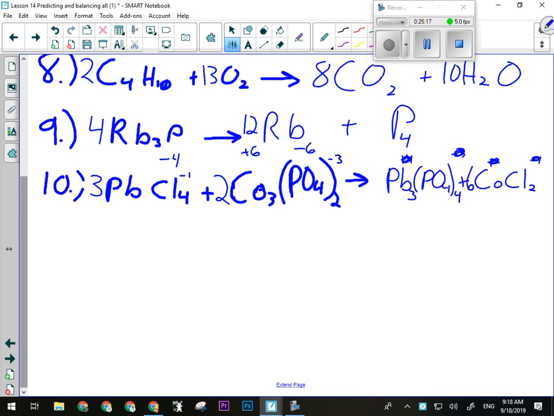That's about as tricky as it gets, because that one had multivalent metals, polyatomic ions, and it had to be predicted, all that kind of stuff. All right, how are we feeling about that?